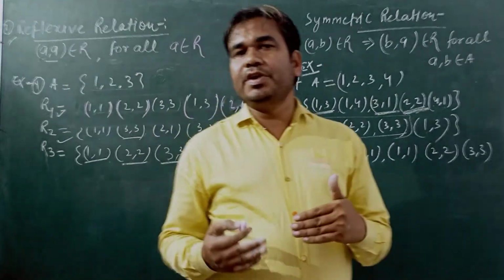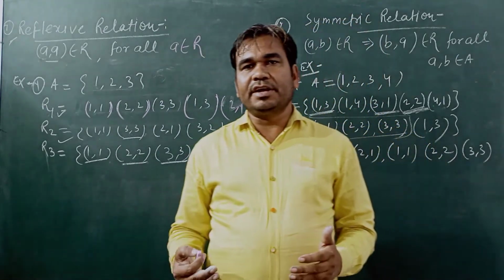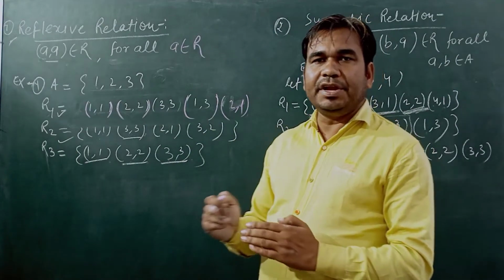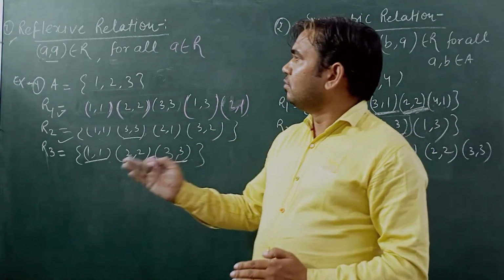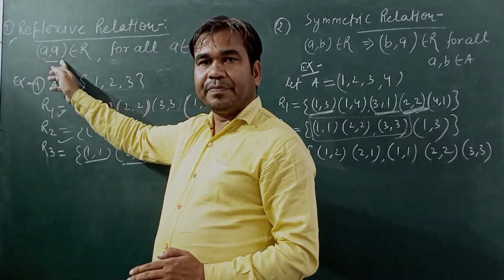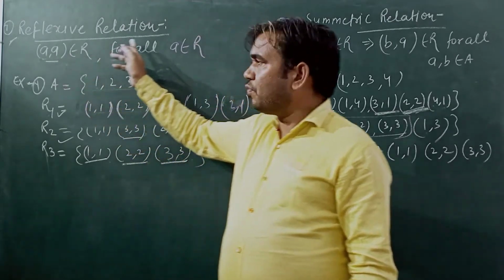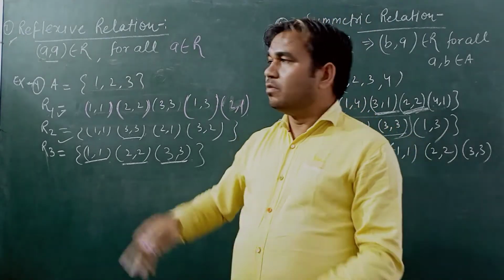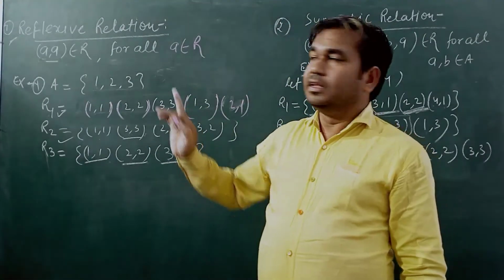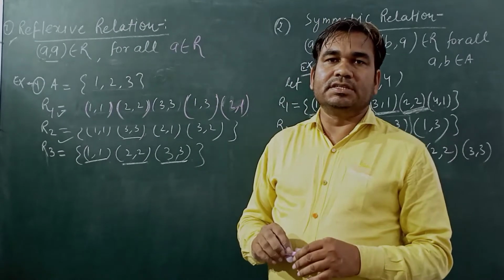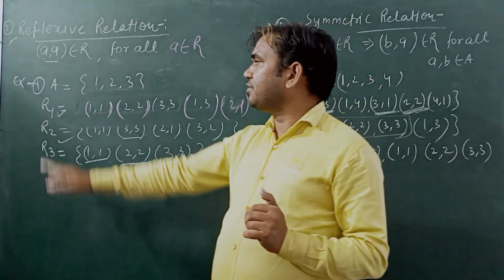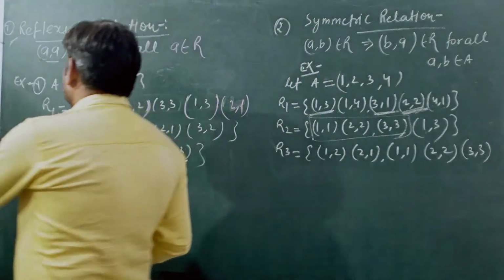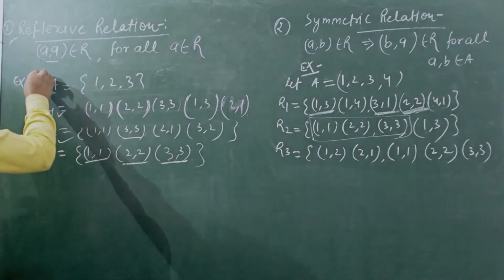Reflexive relation means if any set is given and the element relates to itself, that means (a, a) belongs to R for all a belonging to the set. This should be a reflexive relation. So here is an example. We try to understand by the example.